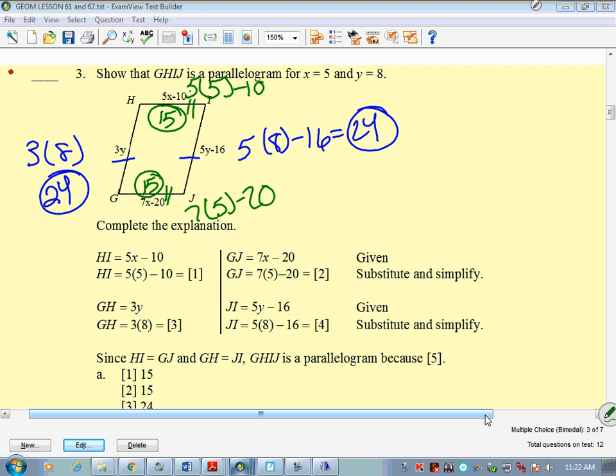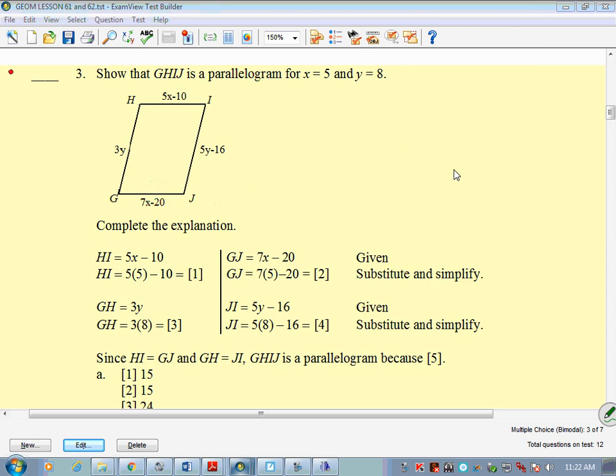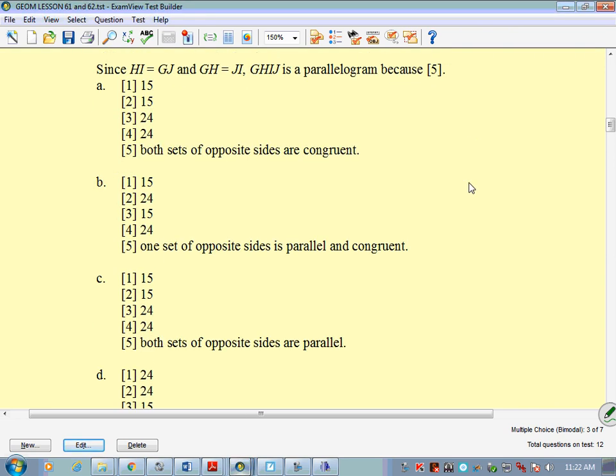All right, are both pairs of opposite sides congruent? Okay, so what we see in here is that they substituted my 5 in. Down here we see that they substituted 8 in. We got 15, 15, 24, and 24. Both sets of opposite sides are congruent. You should get answer A in there.